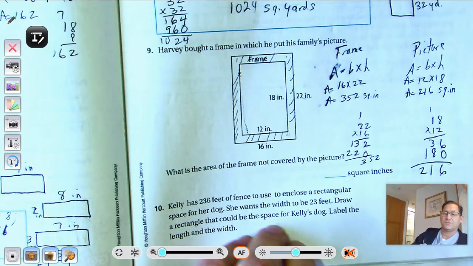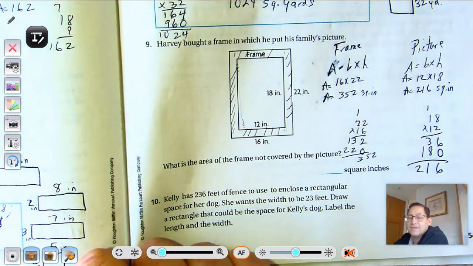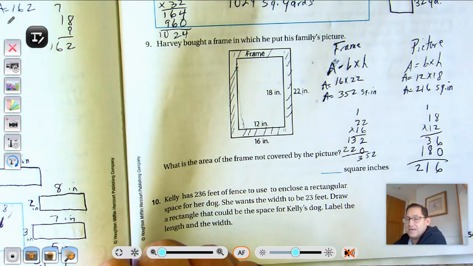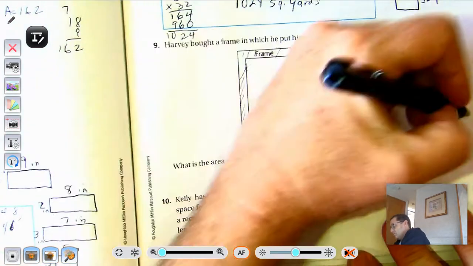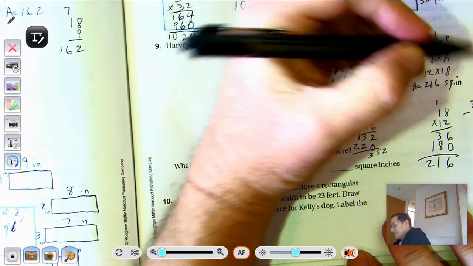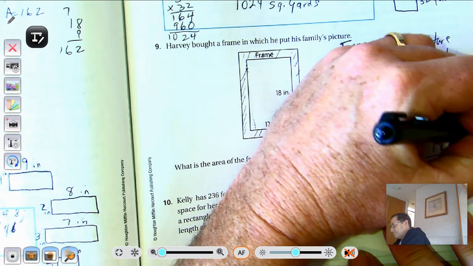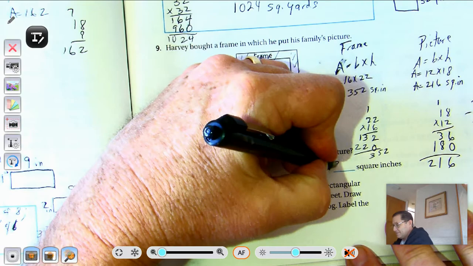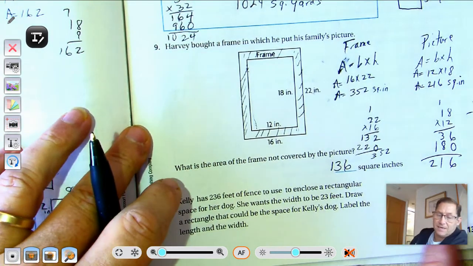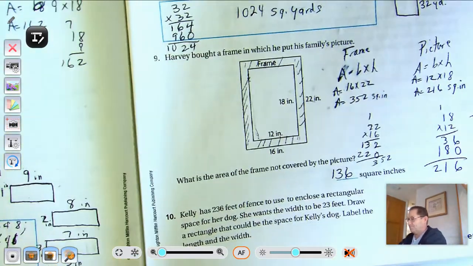All right, so now just subtract those two to find how much area is not covered by the picture. So 352, take away 216. 136 square inches are not covered by the picture.